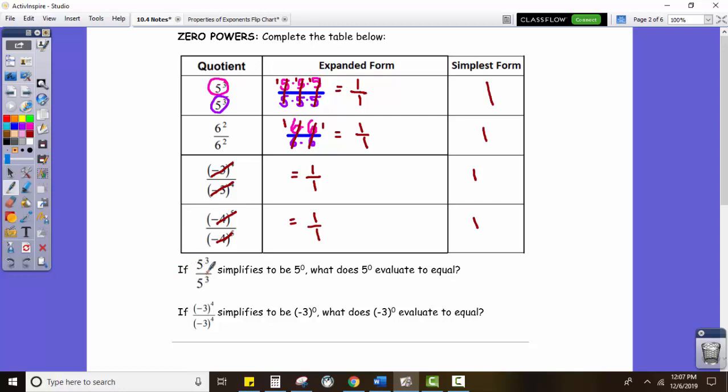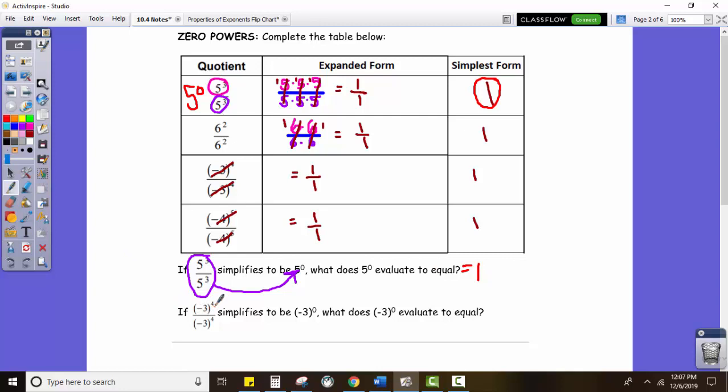So now if I look at some generalization down here, it says if 5 to the third divided by 5 to the third simplifies to be 5 to the 0 power, so we're saying another way to write 5 to the third divided by 5 to the third is just 5 to the 0. If we go look up at our first example, so I could have just written this as 5 to the 0, notice that equaled 1. So what does 5 to the 0 evaluate to equal? 1. Okay, so this is a really unique property. We notice something to the power of 0 equals 1.